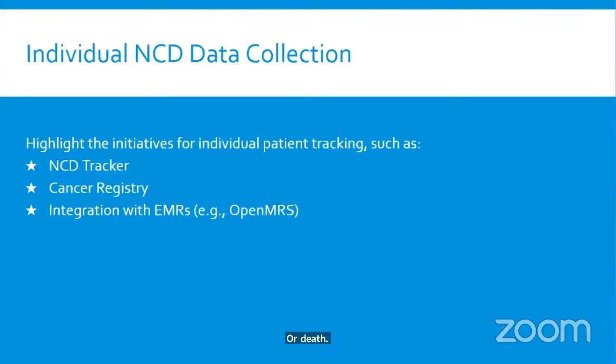So these individual data collect patient data, and they are run separately. So the cancer registry has only cancer data. The NCD tracker has other screening, and this EMR has the follow up of patients who are positive.